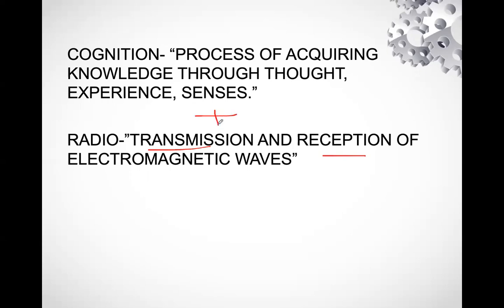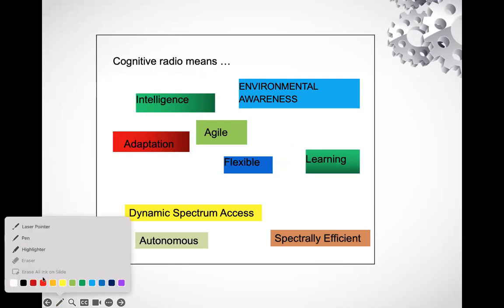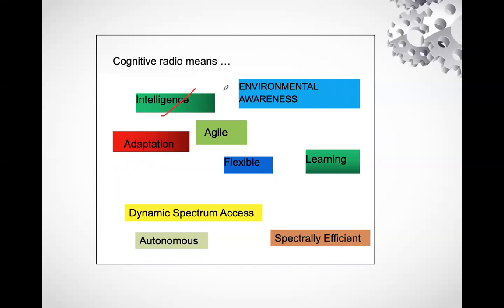Basically, cognitive radio is nothing but cognition along with the radio. Cognition is sensing the environment, understanding the environment and making appropriate decisions. Here we can see the features of cognitive radio. It has intelligence to understand the environment. It is flexible, so the frequencies can be allocated and changed. It learns from the environment, and hence the technology becomes spectrally efficient. Environmental awareness, dynamic spectrum access, and autonomous agility are the characteristics of cognitive radio. Hence, a cognitive radio helps in adapting to a system.